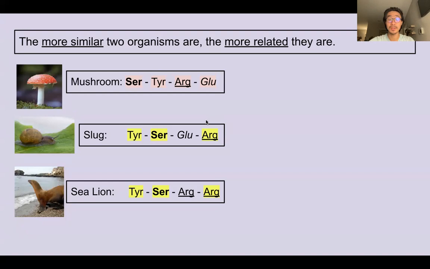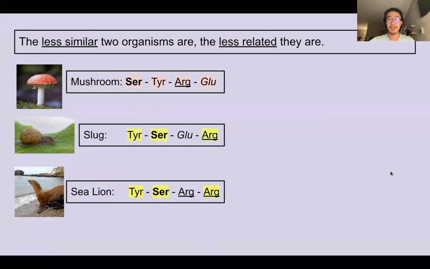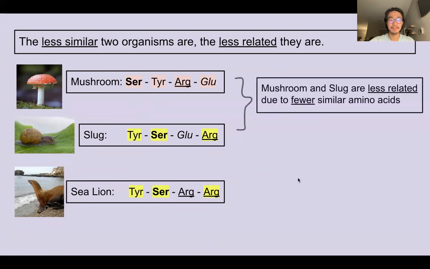Now, the more similar two organisms are, the more related they are. So let's see which two is more similar. Both slug and sea lion have tyrosine, serine, and arginine in the same place. Now, the mushroom doesn't have it in those places. So the mushroom is less similar. So that means the slug and the sea lion are more similar because they have more similar amino acids. The less similar they are, the less related they are. So if we look at the mushroom and the slug, these are less related because they don't really have many amino acid sequences that are the same. So they're less similar, meaning they're less related.